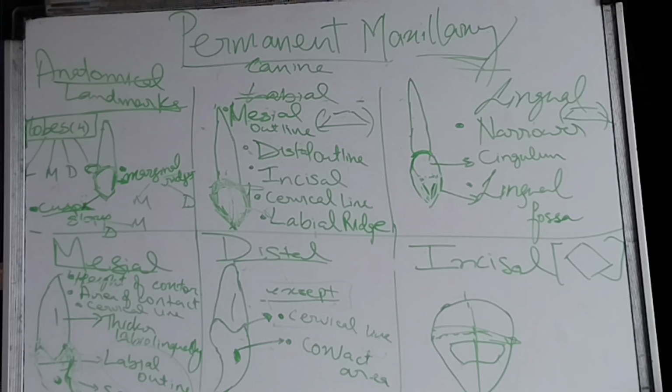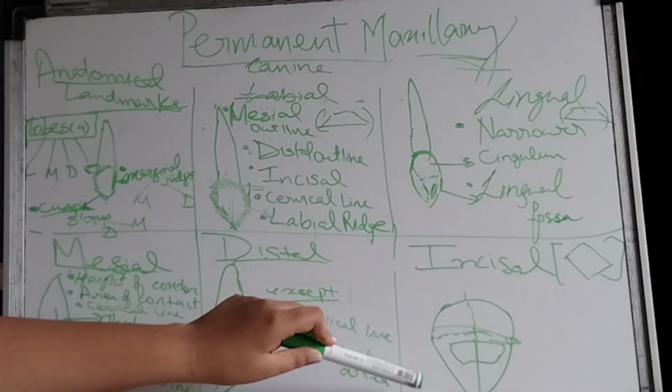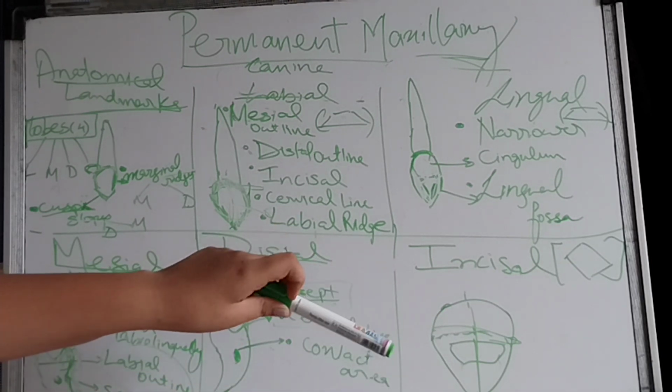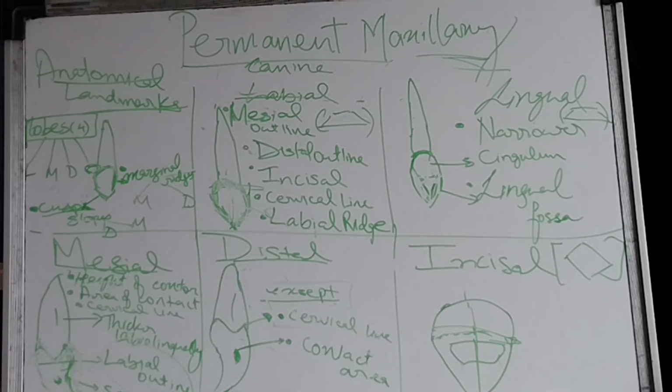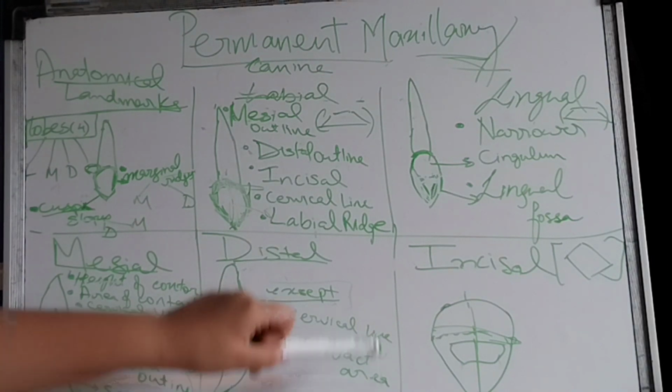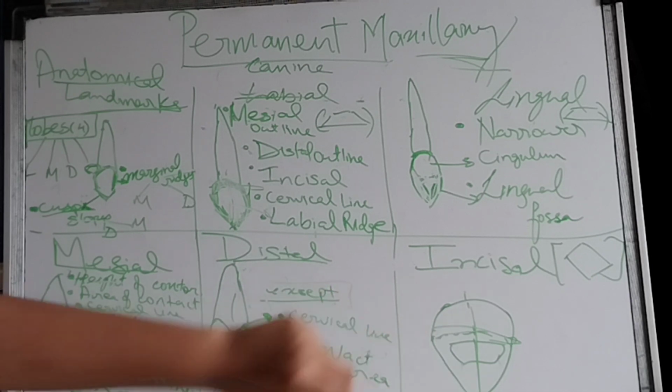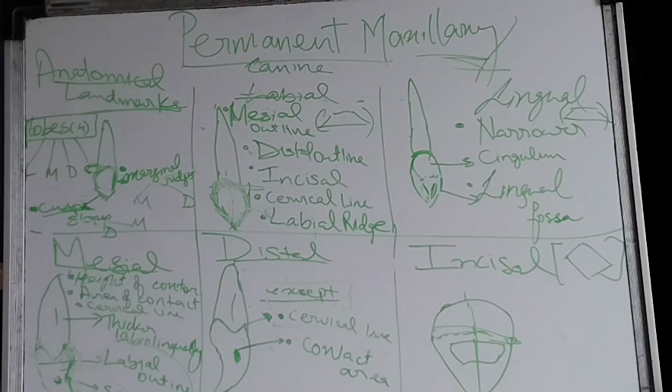Alright guys, and one last point, that the cingulum forms the cervical arc. So the cervical arc lingually is shorter than the cervical arc formed labially. So this was one more point seen in this aspect.